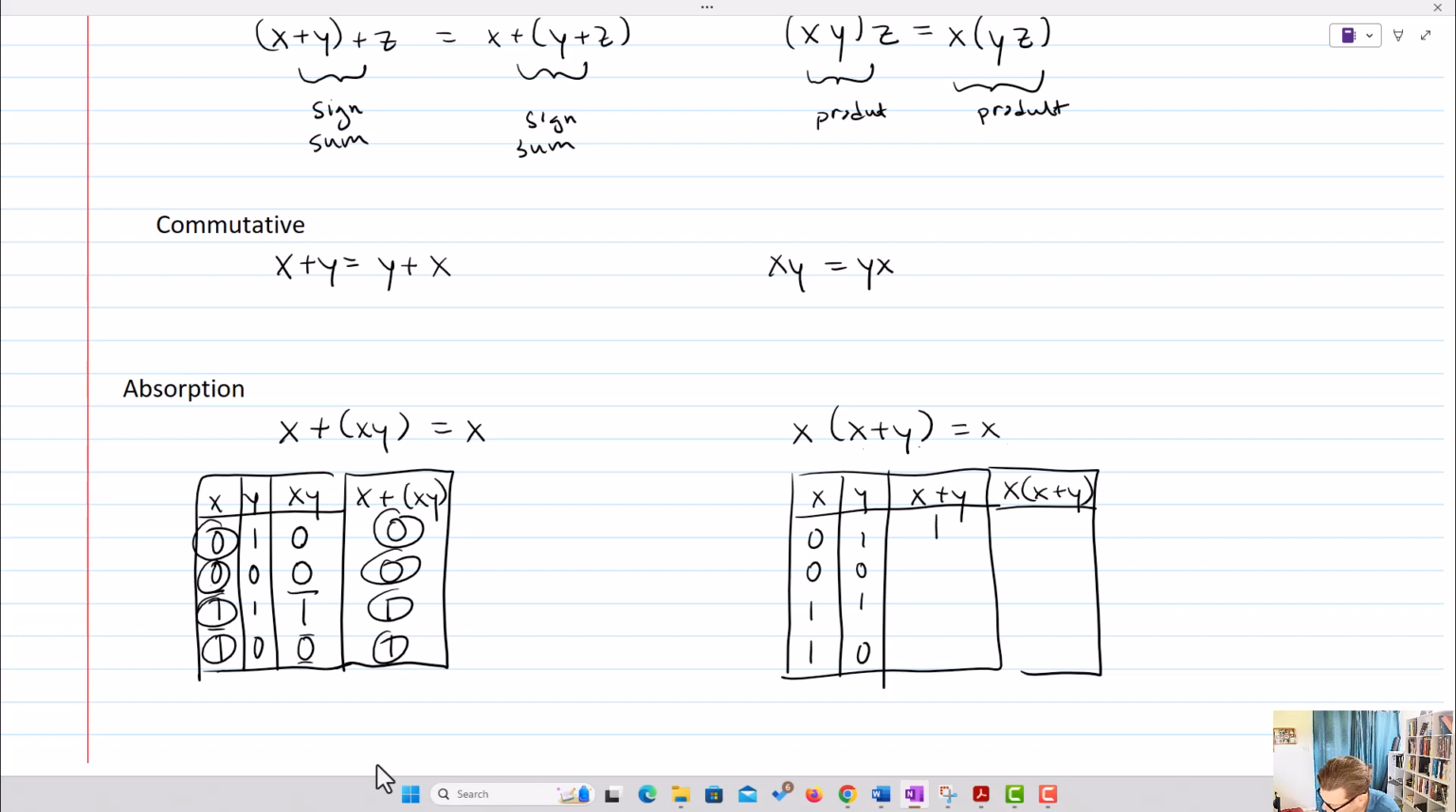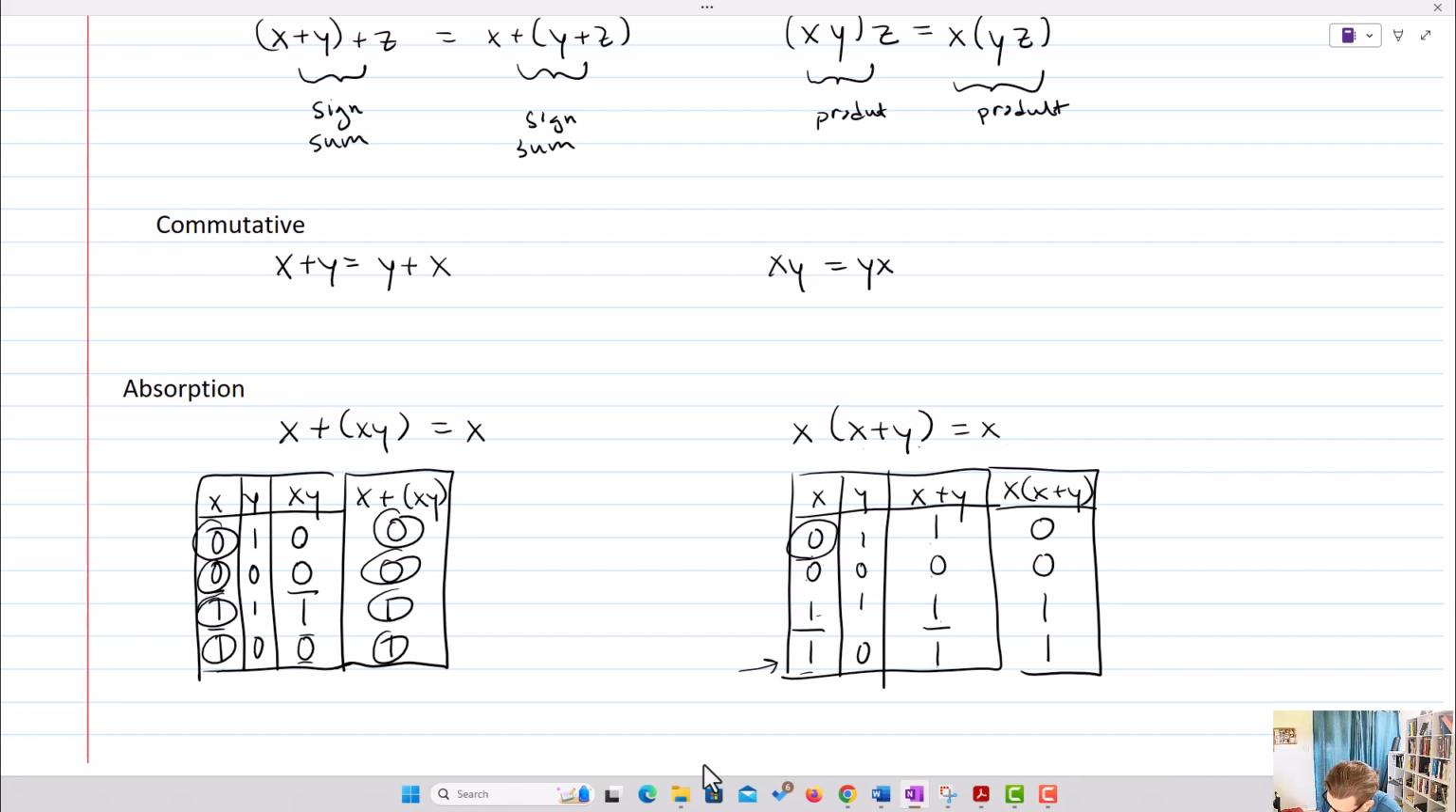0 plus 1 is 1. 0 plus 0 is 0. 1 plus 1 is 1. 1 plus 0 is 1. Okay, just taking these from each value for x and y. Now we multiply by x. x is 0 in this case. This ends up being 0. 0 times 0 is 0. 1 times 1 is 1. And then 1 times 1 is 1.